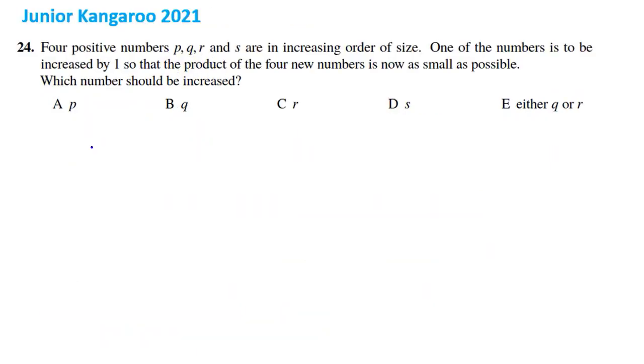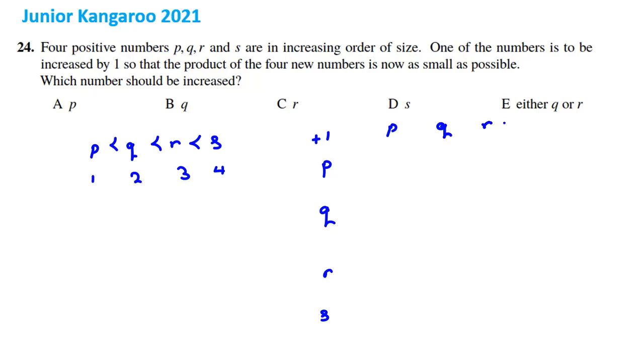Okay, because it says P, Q, R, S are positive integers and are increasing order, let's check an example. For example, P is 1, Q 2, R 3, S 4. Now it says one of them increased by 1, so it is P or Q or R or S. Okay, and then we calculate product. In this case, we add P by 1, so it will be 2, 2, 3, 4. And it will be 2 times 2, 4, 4 times 3, 12, 12 times 4, 48.